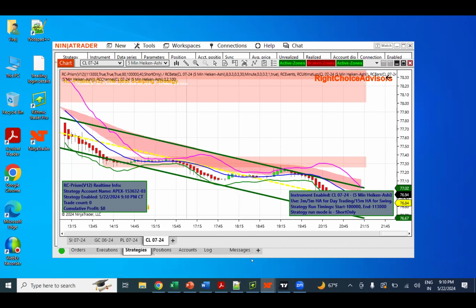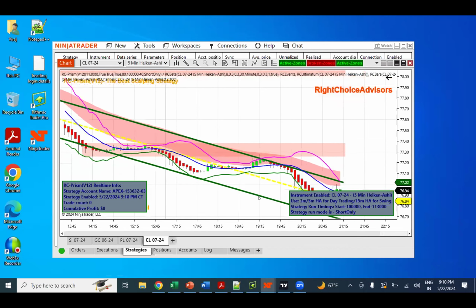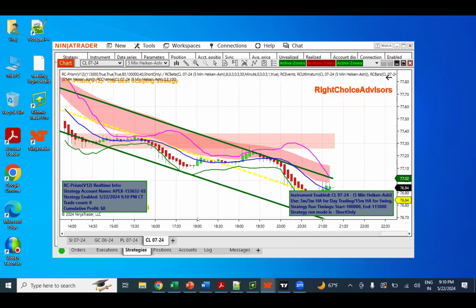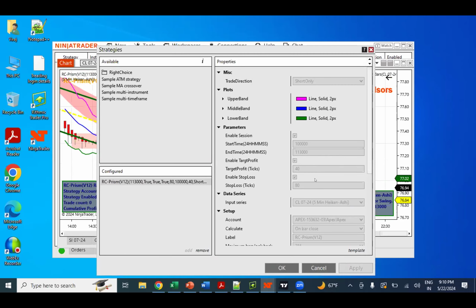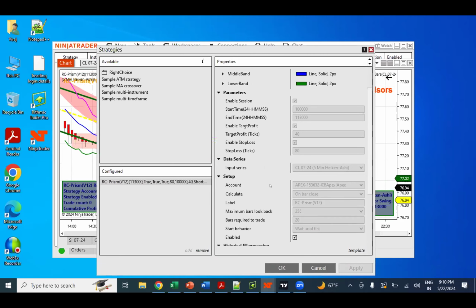So now, whenever crude oil next time takes a sell signal, it will automatically trade. Okay. I think you enabled that strategy timing. You have to disable that. Which one, Kishore? Again, go to strategies. You kept the timing 10 to 11:30, right? Yeah, that should be disabled. Okay.